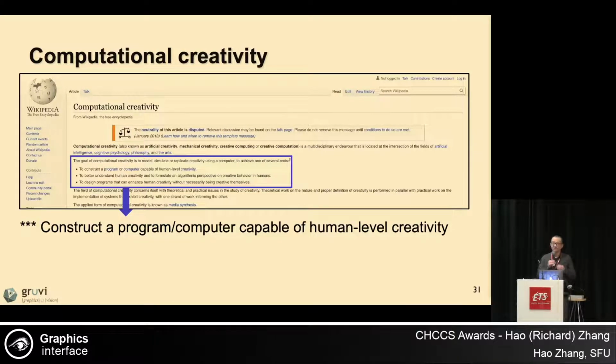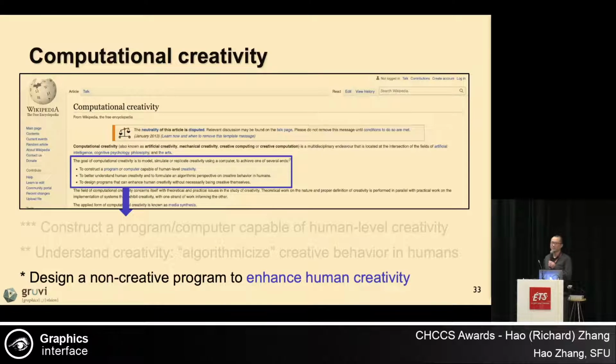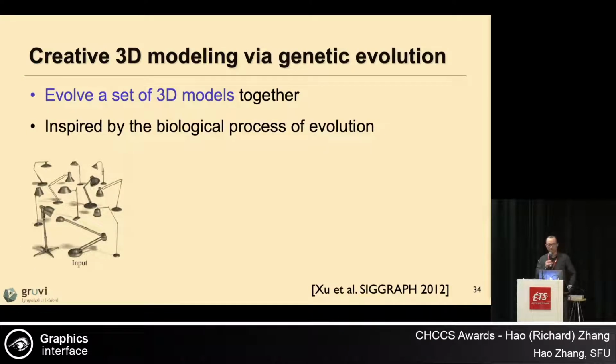So this field is, I think, fascinating. It has three-tiered goals. The ultimate goal of computational creativity is to construct a program or a computer that is capable of human-level creativity. Okay, it might be too difficult. If that's too hard, let's try to understand mathematically what is creativity. That's still very difficult. So most of the works that we see today are those works that can create maybe a tool or a machine that in itself is not creative, but it can maybe enhance or help humans become more creative. So that was our attempt back in 2012.